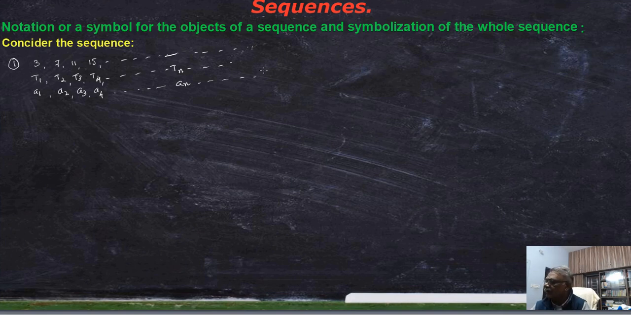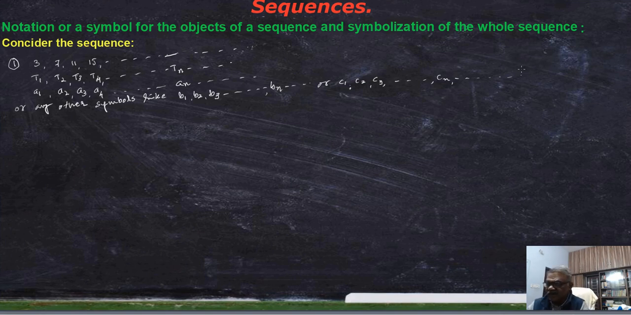We can also use any other symbols or notations like B1, B2, B3, so on and so forth, Bn, or else C1, C2, C3, so on and so forth, Cn, or you may use x1, x2, etc. And now, how to find out the nth term, I mean An or Bn or Cn, in the next section.